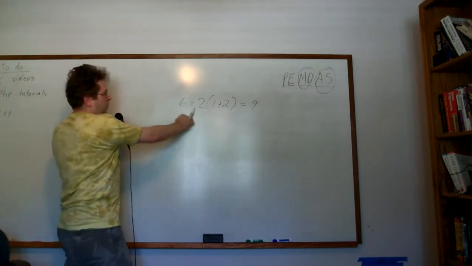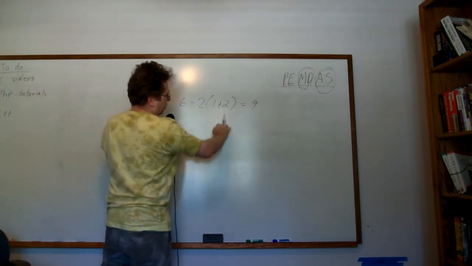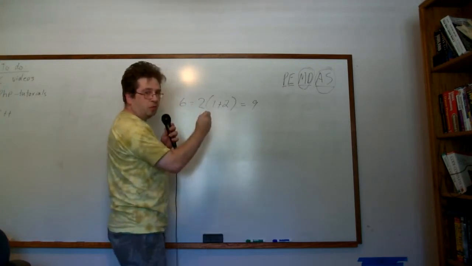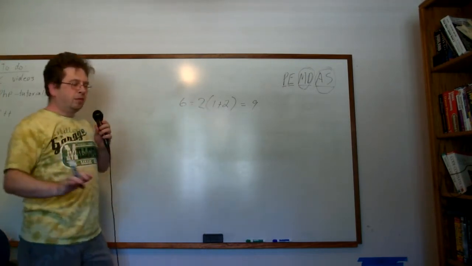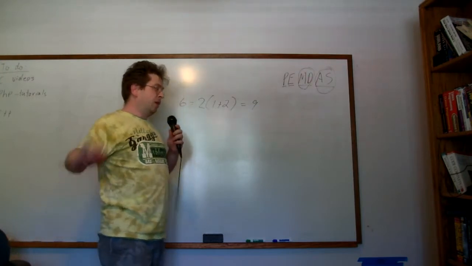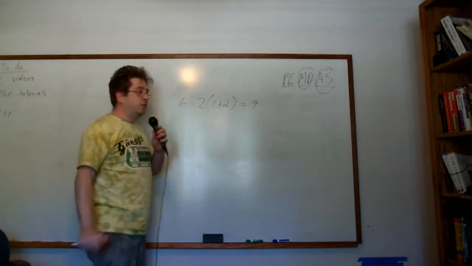Here's the problem: 6 divided by 2 times (1 plus 2). All right, the answer, starting off, equals 9. And don't give up now if you're sitting there and you think the answer is 1. Yeah, you made a little mistake, but I'll prove to you I'm right.